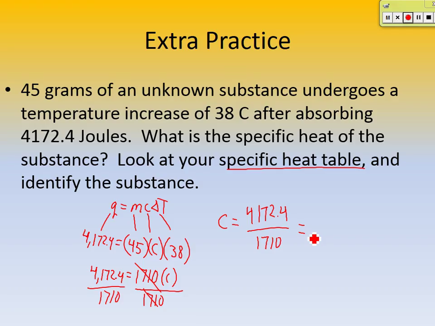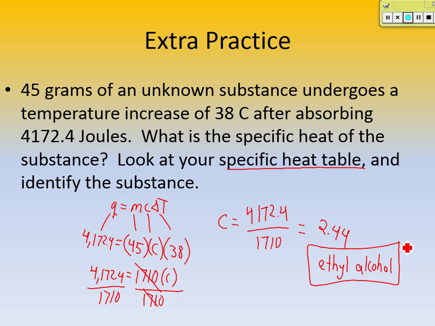Do you guys find that that was 2.44? 2.44. Now look at your paper, that table that I gave you with all the specific heats on it. What is closest to 2.44? Yeah, it's ethyl alcohol. That's what I would say it was. E. That substance had to be ethyl alcohol. All right, so hopefully that makes sense.